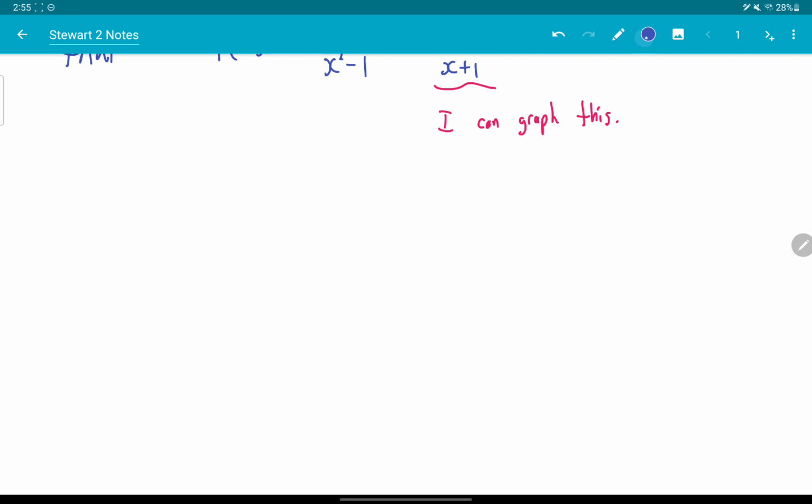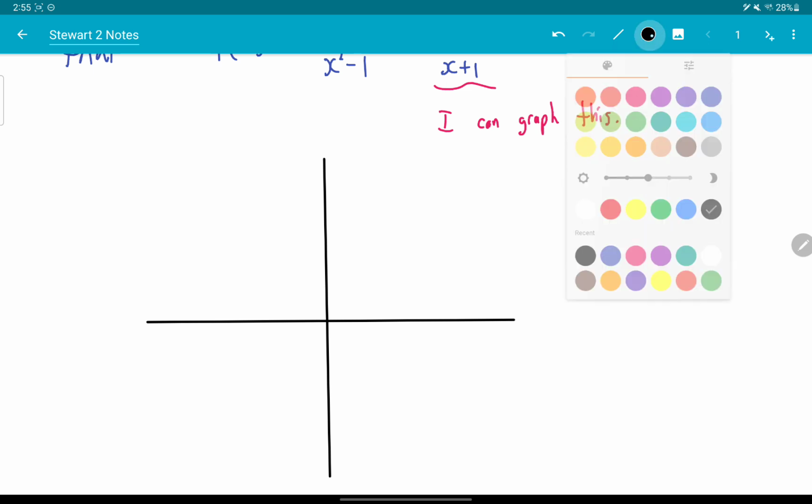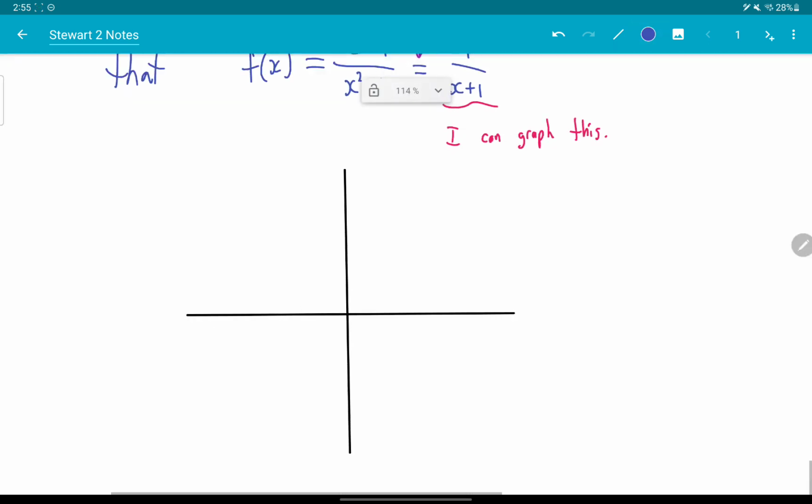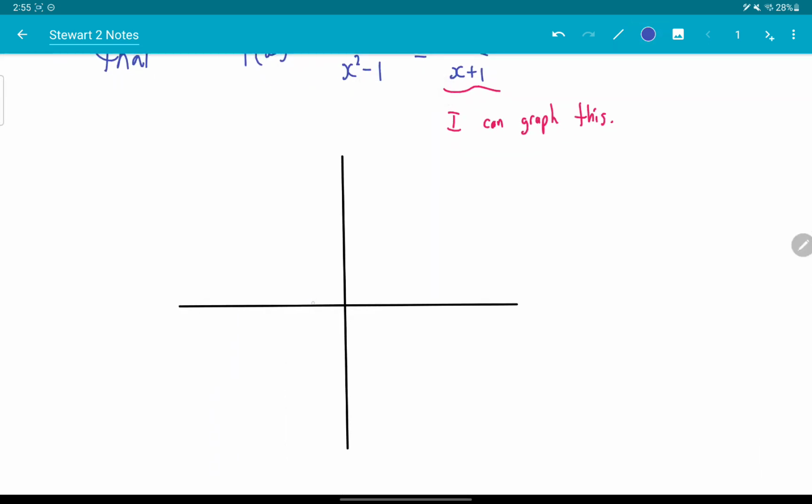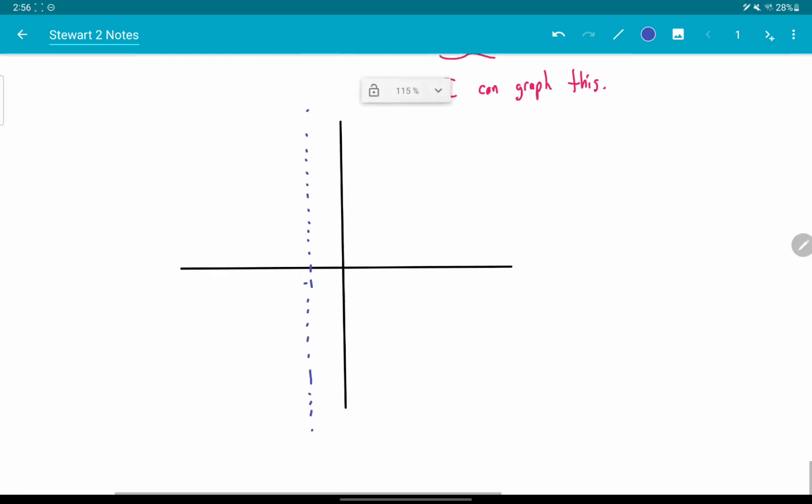Let's go. Black set of axes. Bear with me here. Now it's going to be at, let's say, -1. It's going to be this vertical line that my graph approaches. So if this is +1 here, this will be -1 here.